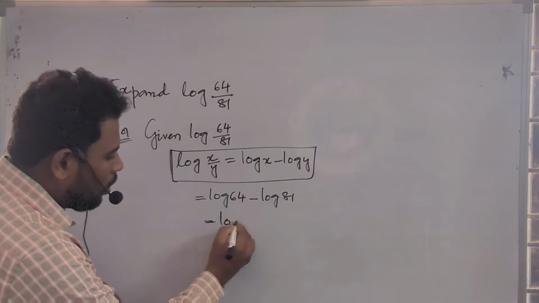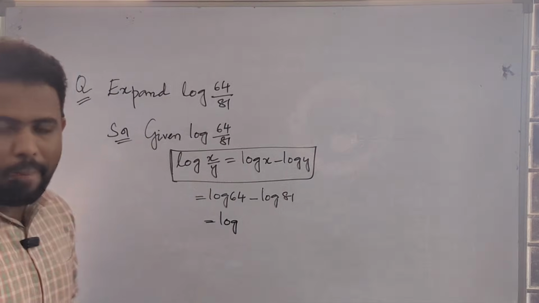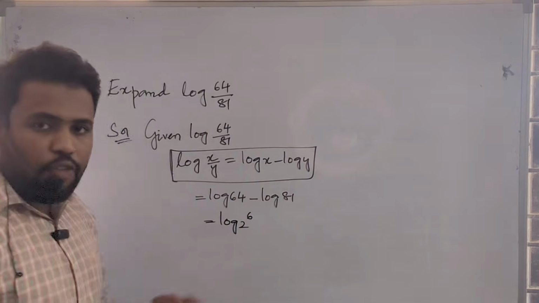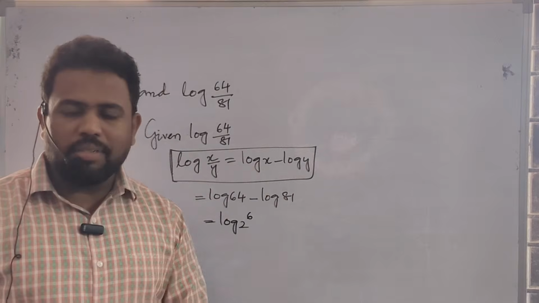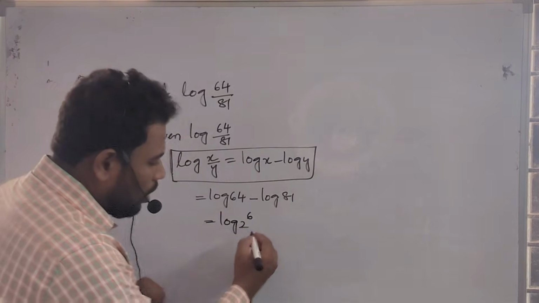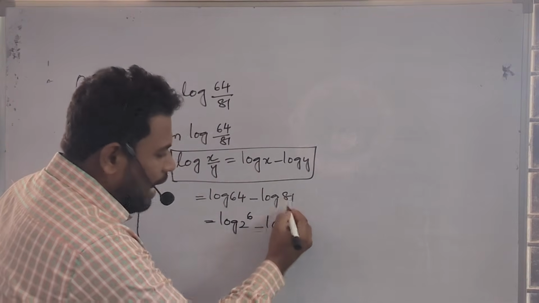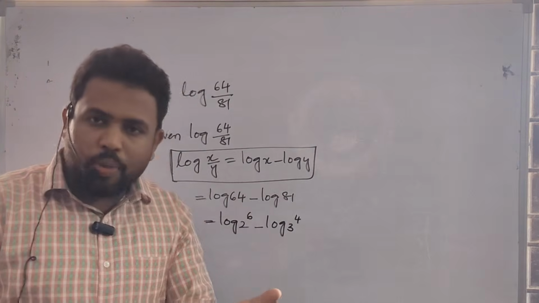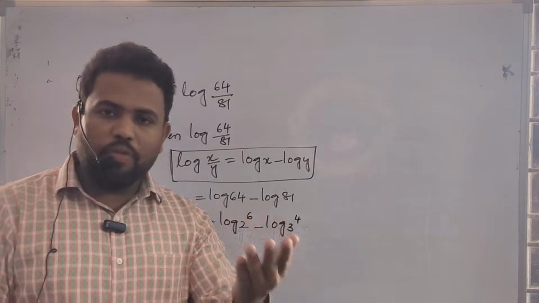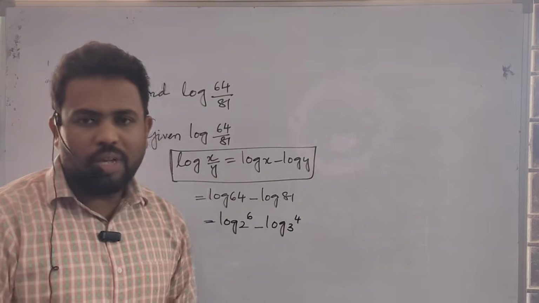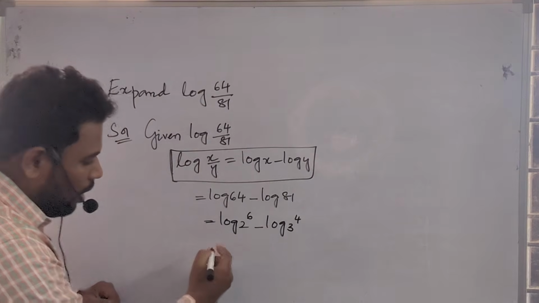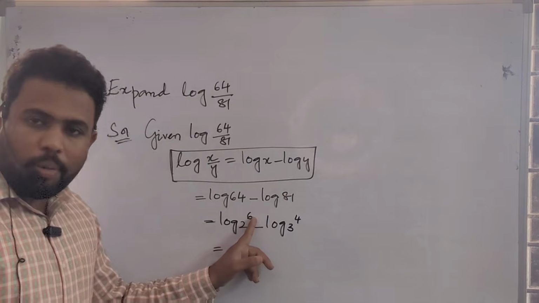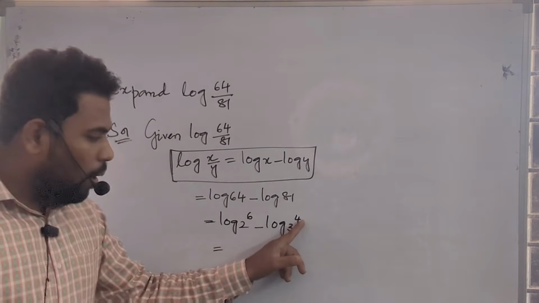Now, this 64 we can write as 2 to the power of 6. Minus log 81, we can write as 3 to the power of 4, or 9 squared also, or 3 multiplied 4 times equals 81. Now children, if you observe carefully, log 2 power 6 minus log 3 power 4.